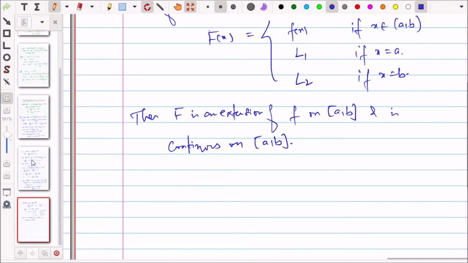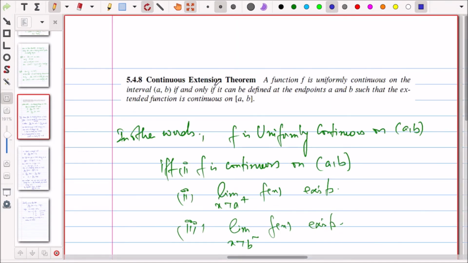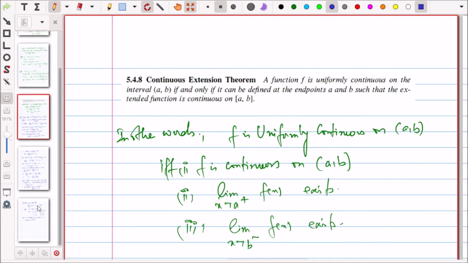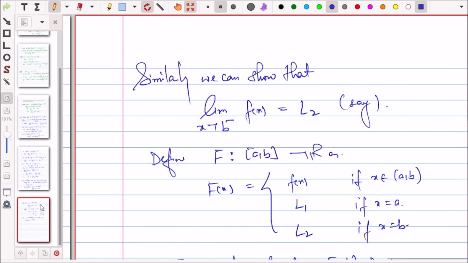Hence, one way we have proved that if f is uniformly continuous on the interval (a,b), then it can be extended to a continuous function on the closed interval [a,b]. Now we will assume the converse part. We will assume that f can be extended to a continuous function on [a,b], and we will show that f is uniformly continuous on the open interval (a,b).